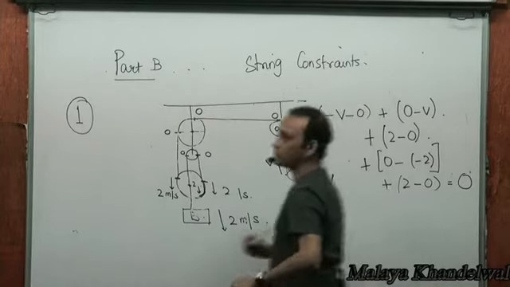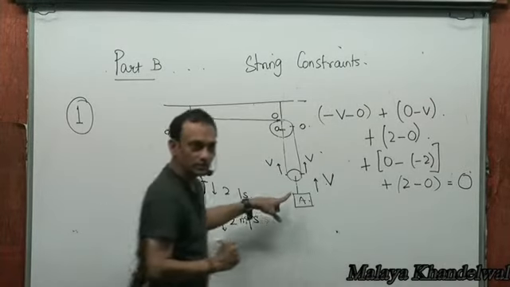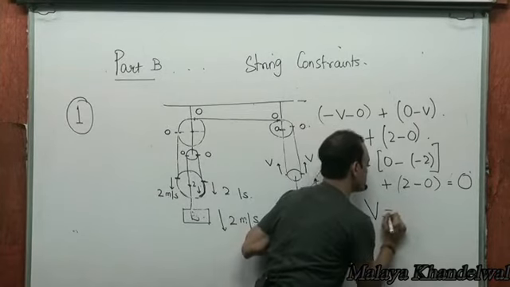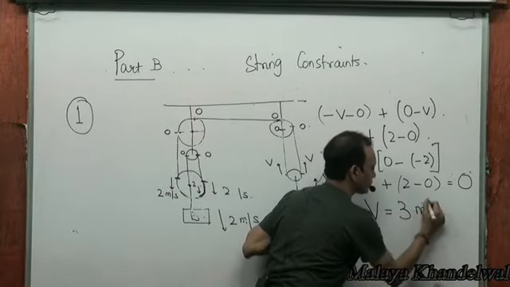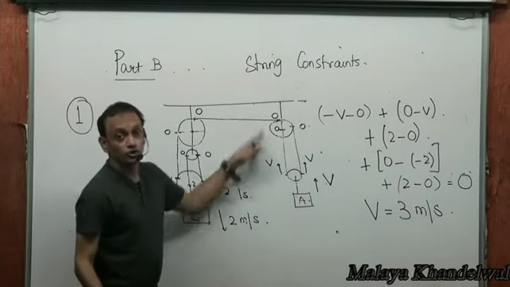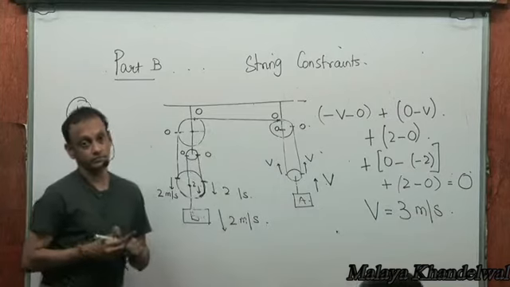What does v turn out to be? Can you tell me? 3 meters per second? Plus or minus? Plus. V turns out to be 3 meters per second. That means the chosen direction is right.